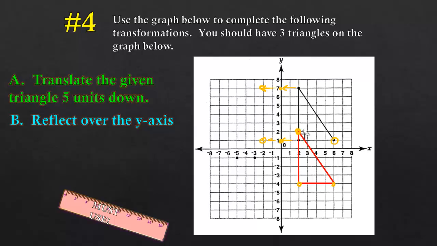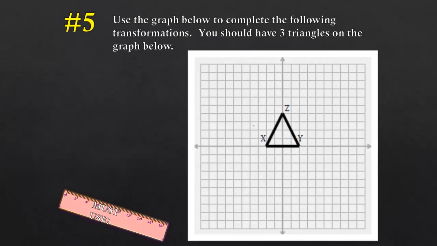And then, let me erase those so it's less confusing. From here, I have to count over 1, 2, 3, 4, 5, 6. So I've got to go over 1, 2, 3, 4, 5, 6. And that'll be my other point. And then connect the dots. There's your third triangle. So try this on your own.